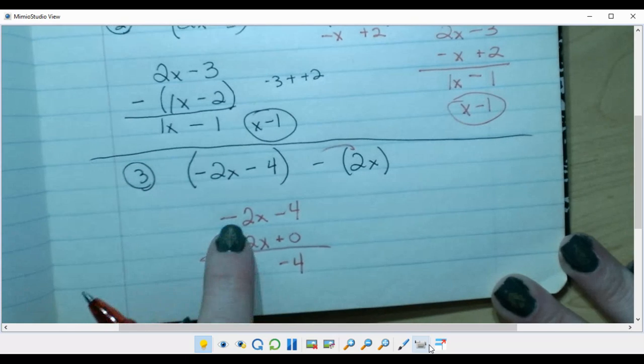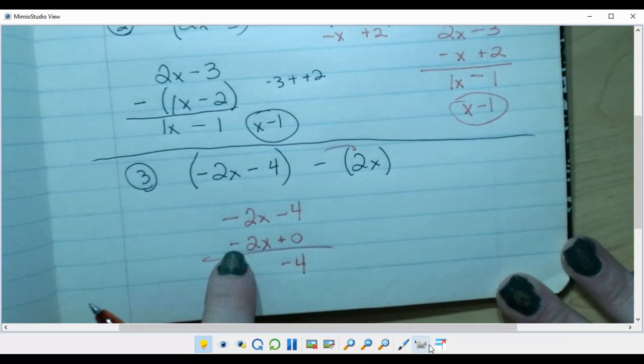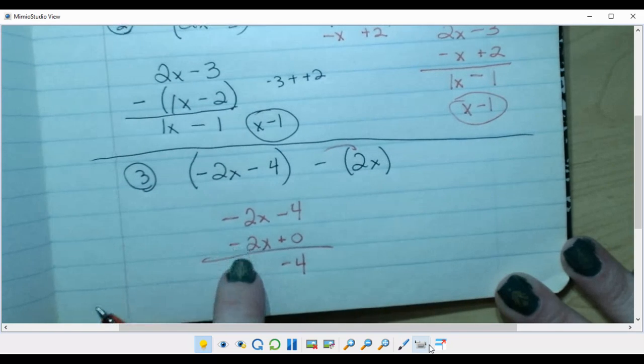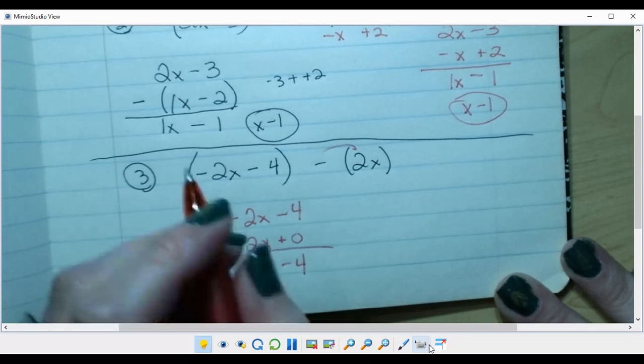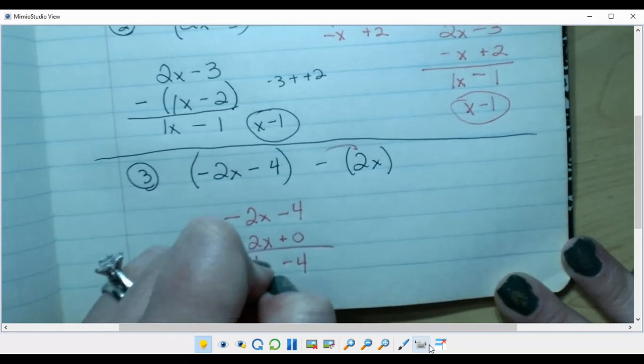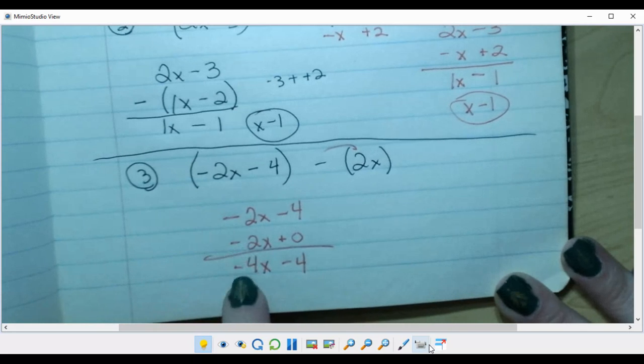A negative 2x and another negative 2x, that would be a pile of red and a pile of red. They're the same, so I'm going to add them. I know, we're going to add them. 2 and 2 is 4. They were both negative, so I keep that sign. There's my final answer.